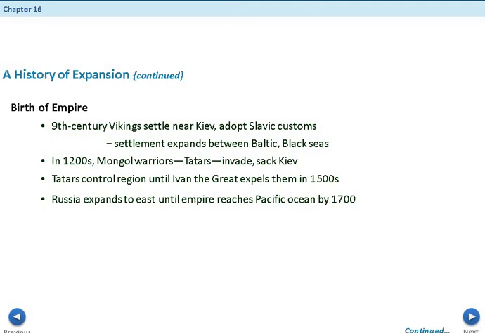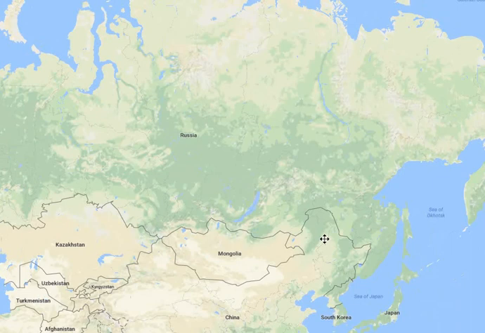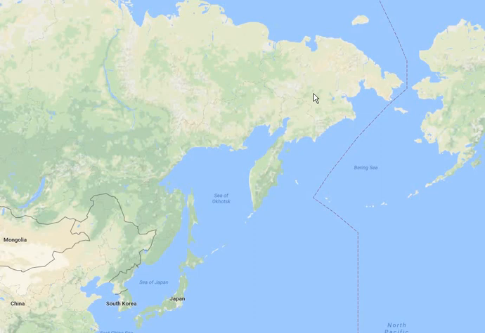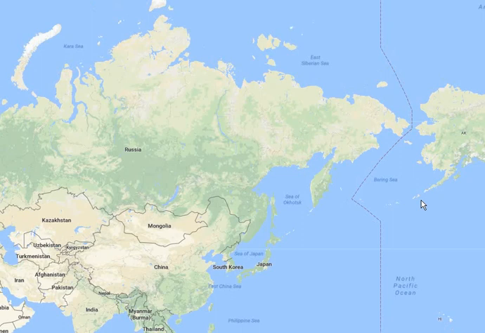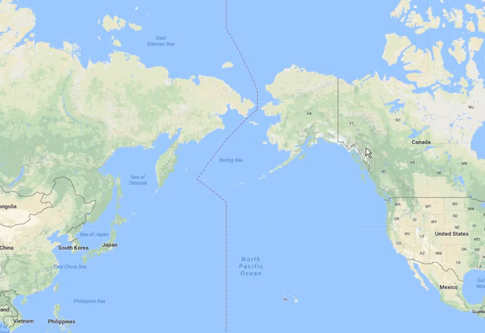One thing that's interesting, and we'll zoom out on the map right here, is that Russia continues to settle to the east. Near the end of the 1700s, the Russian Empire continues to spread all the way up into Alaska, down Canada, and down into the United States. The Monroe Doctrine, in the early 1800s, was aimed at stopping Russia from coming down into this area.